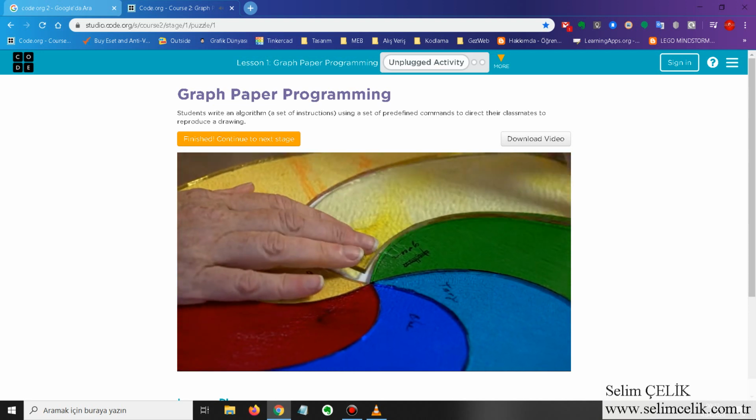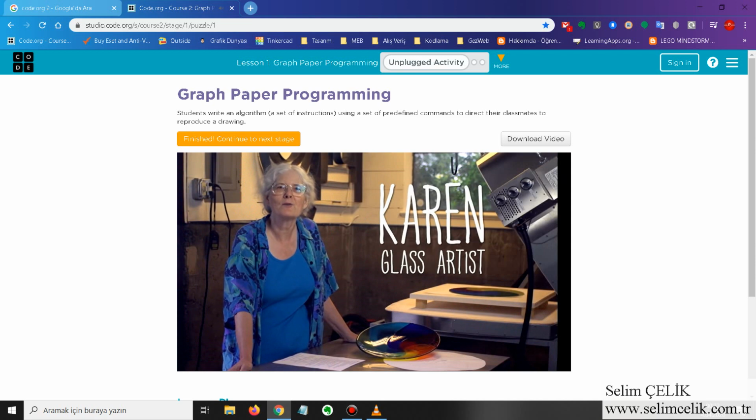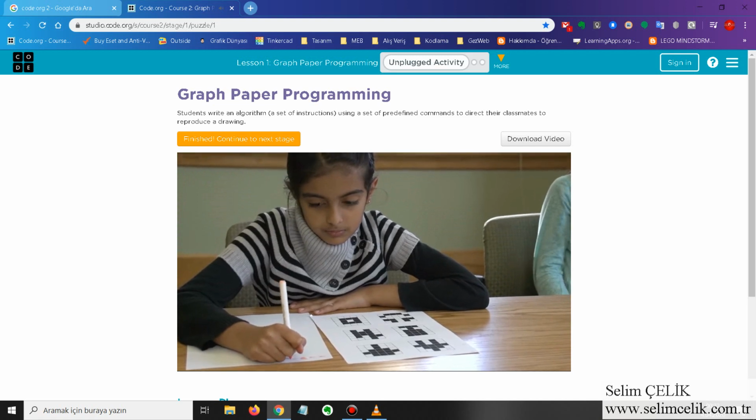This lesson is called Graph Paper Programming, and it's all about algorithms. Today we're going to learn how to write programs that show each other how to recreate simple black and white images using only hand-drawn arrows.